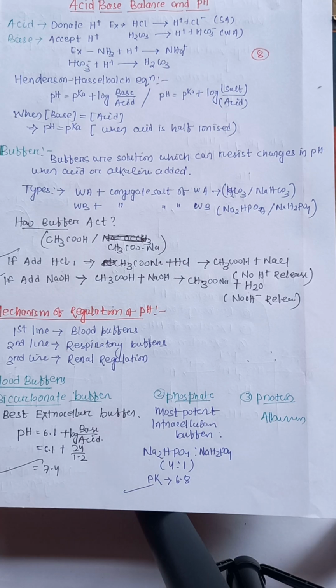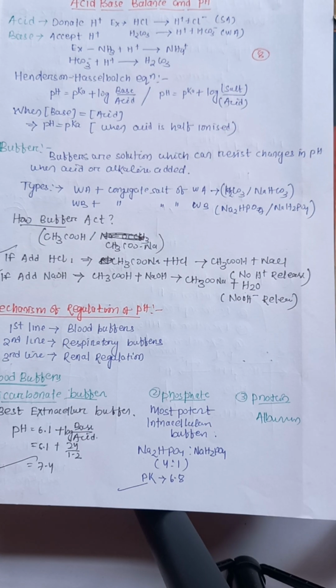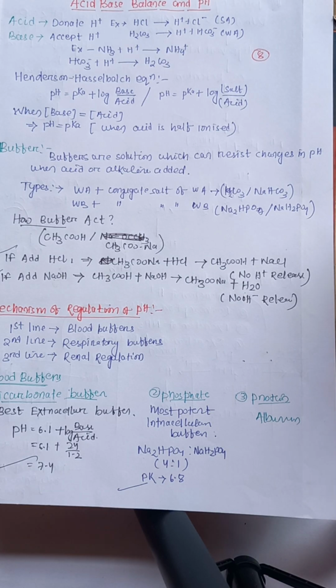Like this, the Henderson Hasselbalch equation, you know from the 12th: pH equals pKa plus log base upon acid, or pH equals pKa plus log salt upon acid. This is the formula. When base and acid are equal, that means ionization of the acid is the same as that of the salt form, and pH equals pKa. So pKa is defined as the concentration at which the substance is 50% ionized and 50% non-ionized.